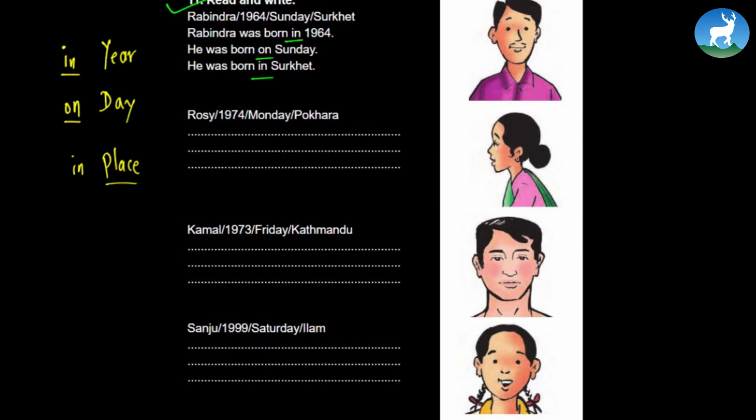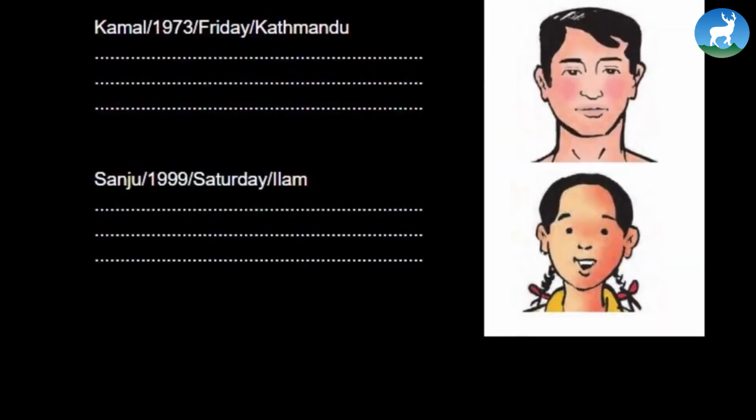Okay, so let's try. Rosie was born in 1974. Rosie was born on Monday. Rosie was born in Pokhara. Let's try with these two more questions.